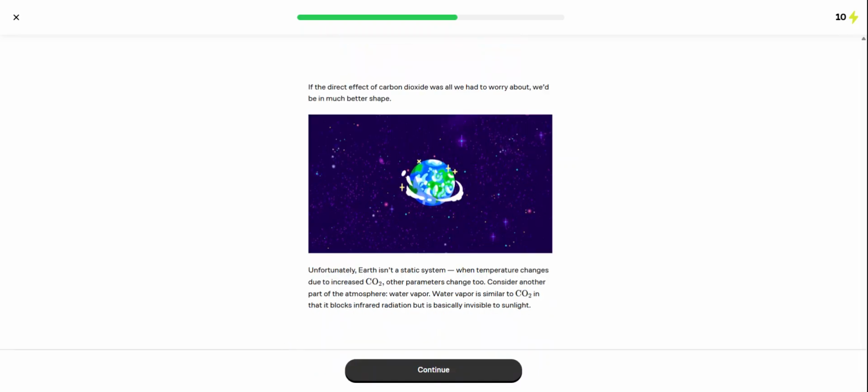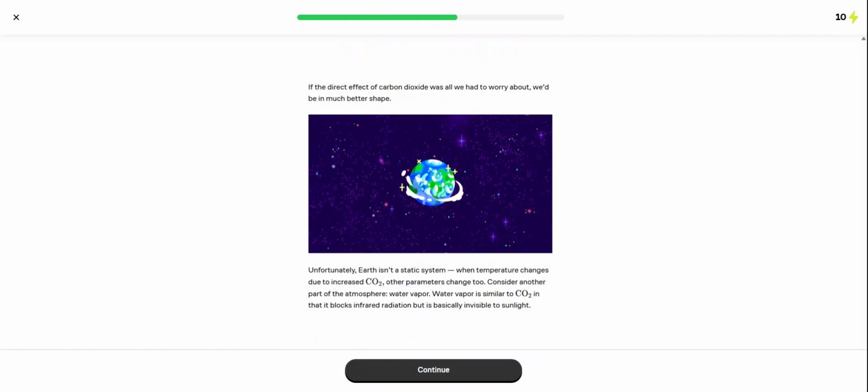If the direct effect of carbon dioxide was all we had to worry about, we'd be in much better shape. Unfortunately, Earth isn't a static system. When temperature changes due to increased CO2, other parameters change too. Consider another part of the atmosphere, water vapor. Yes, water vapor is similar to CO2 in that it blocks infrared radiation but is basically invisible to sunlight.